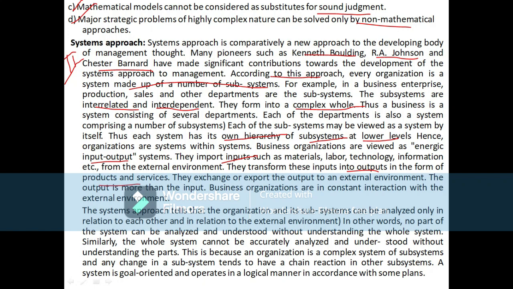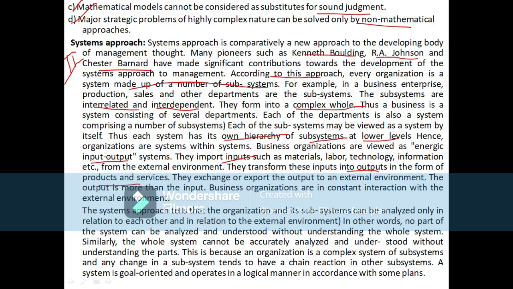And each of the departments is also a system comprising a number of subsystems. So the systems approach tells us that the organization and its subsystems can be analyzed only in relation to each other and in relation to the external environment. They have to analyze within the systems, within the subsystems, and at the same time their relation with the external environment also. In other words, no part of the system can be analyzed and understood without understanding the whole system, and that whole system cannot be accurately analyzed and understood without understanding the parts, that is, the subsystems.